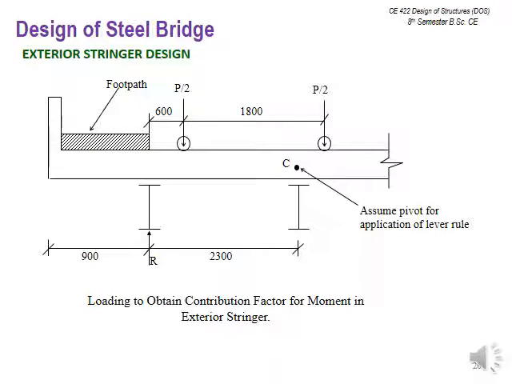Finally, this is simply the lever rule. Here you input the footpath, the edge of the curb, which is exactly at the center. 900 is the overhang. Here the reaction needs to be calculated, meaning the effect of all the loads from both sides on the exterior stringer needs to be calculated.